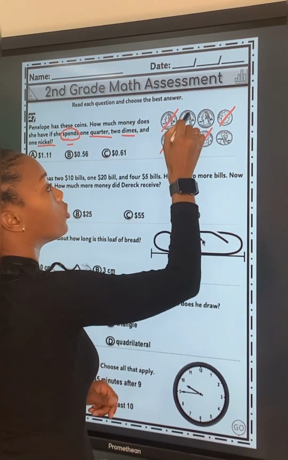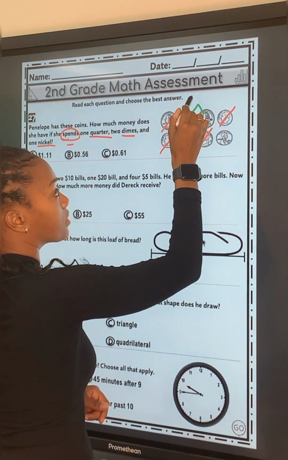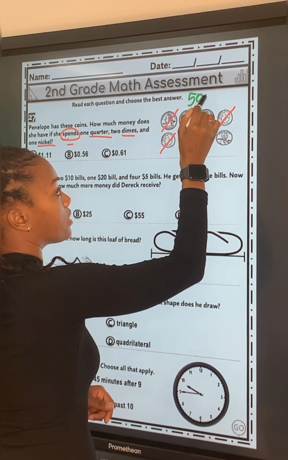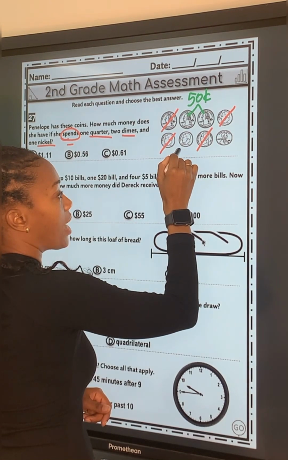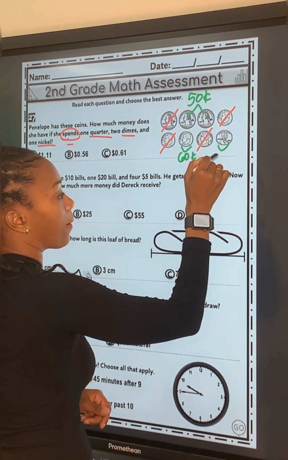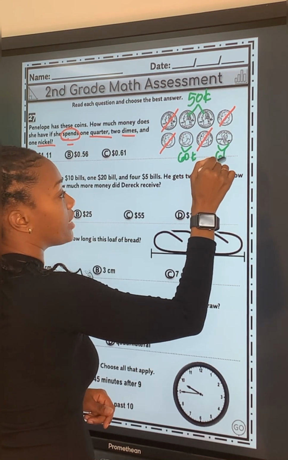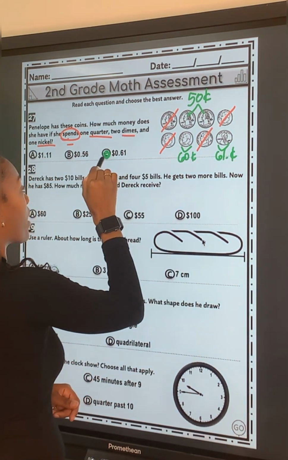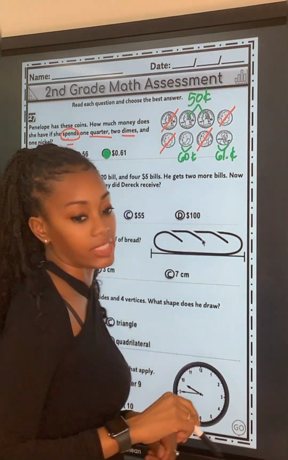So we have 2 quarters left, and that's how many cents? 50. That's 50 cents. We have another dime, so how much is that now? 60 cents, and we have 1 penny. 61 cents. Very good. So our answer is 61 cents.